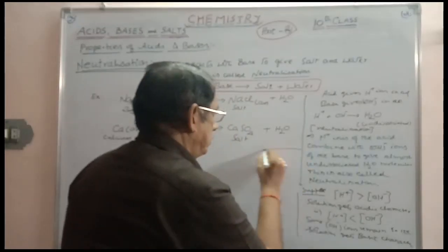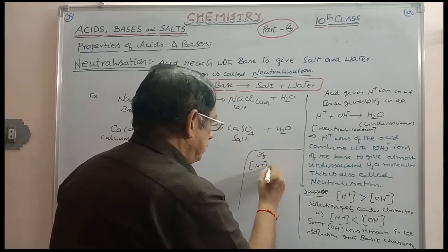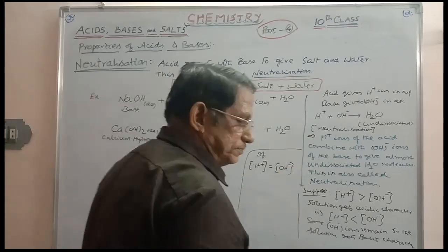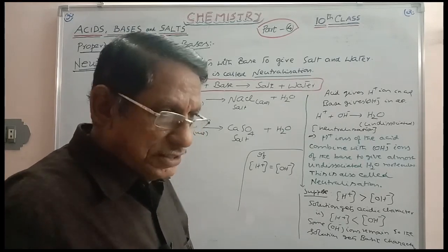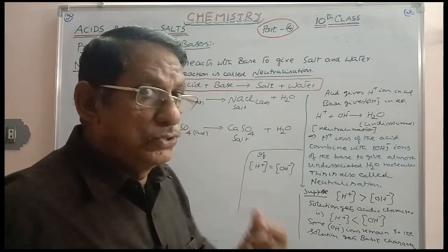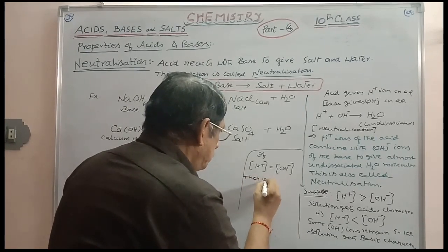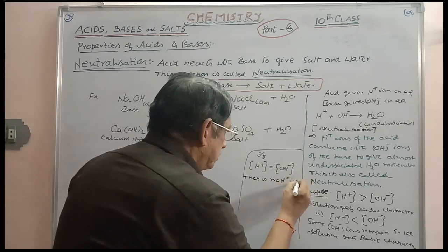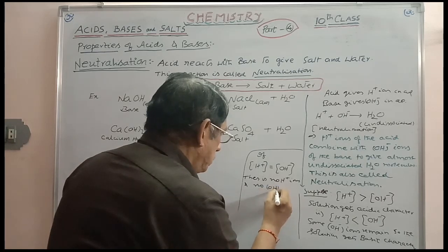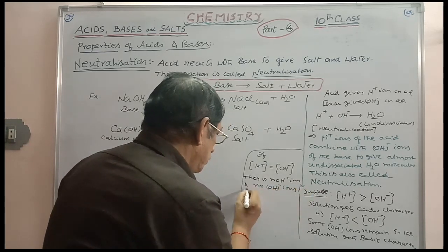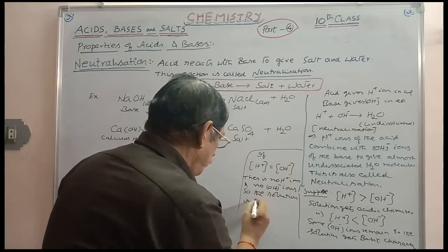On the other hand, if the concentration of H plus ion is exactly equal to the concentration of OH minus ion, neither OH minus ions nor H plus ions are left in the solution. There is no H plus ion and no OH minus ion, so the solution becomes neutral.